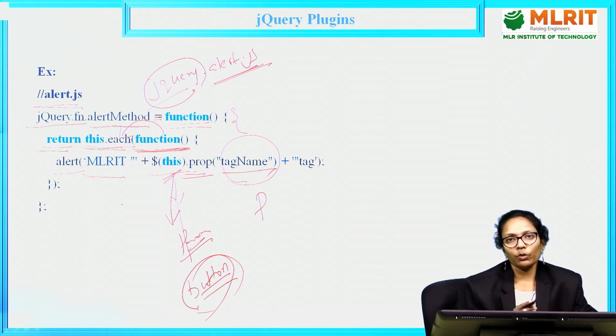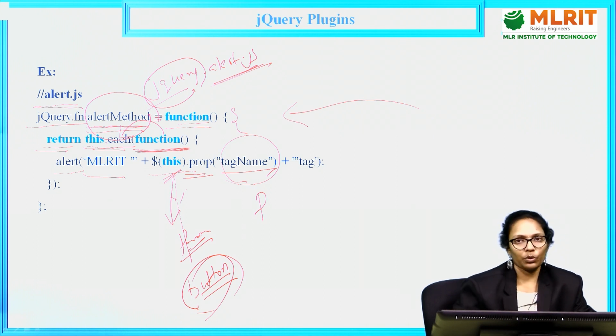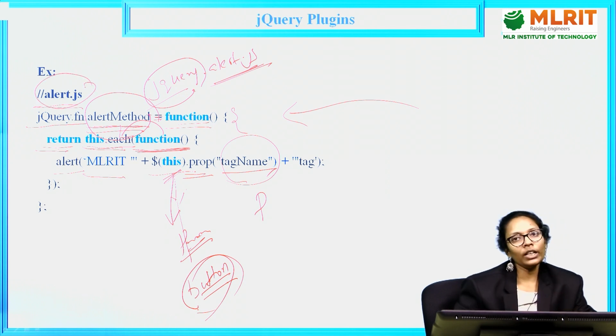So wherever you want to apply this function, what is the function? Alert method. If you call this alert method, then it will go to this plugin and it will execute the method. But what is this jQuery file name? Alert.js. So this I need to include in my HTML file along with the CDN link.